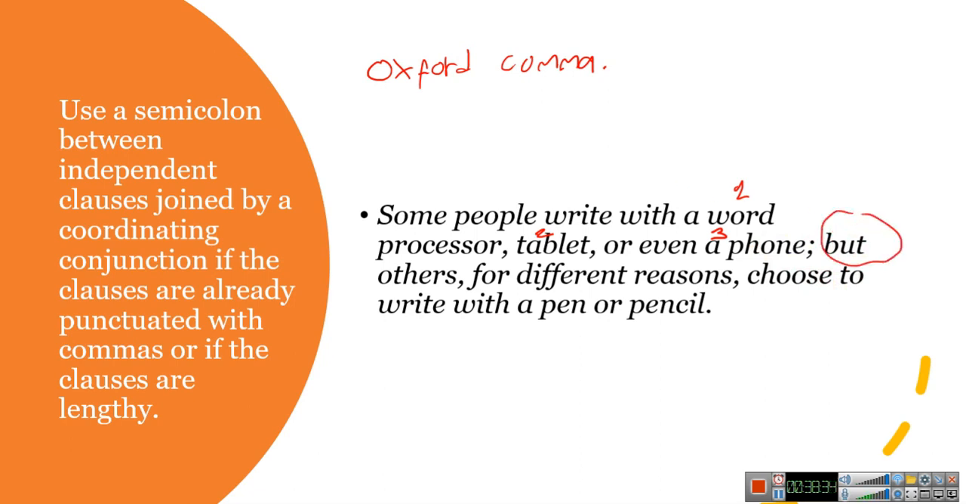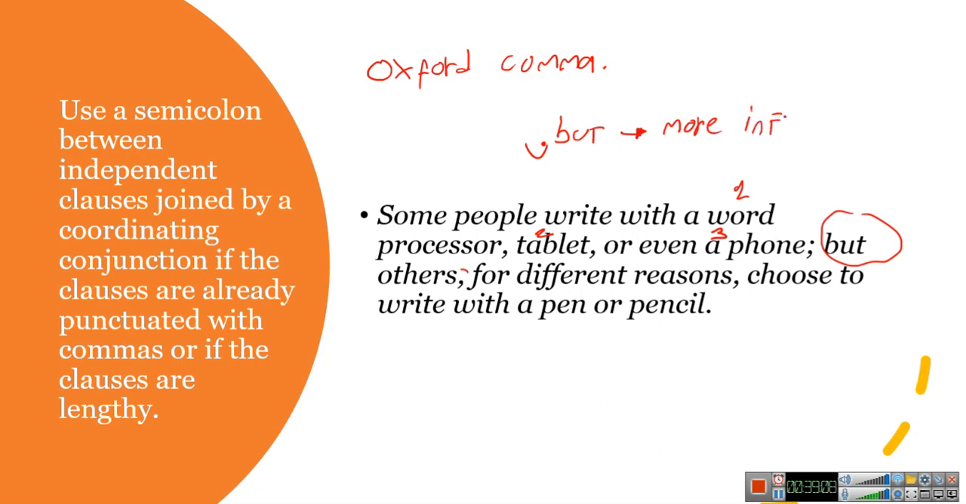Normally, before we write "but," we need to write a comma. Always. Most of the time, I'm sorry. So when we write "but," we know that we have a comma before that. In this case, why don't we use a semicolon before "but"? Because this "but" is talking about, for different reasons, choose to write with a pen or pencil. So right after this "but," we're given more information.